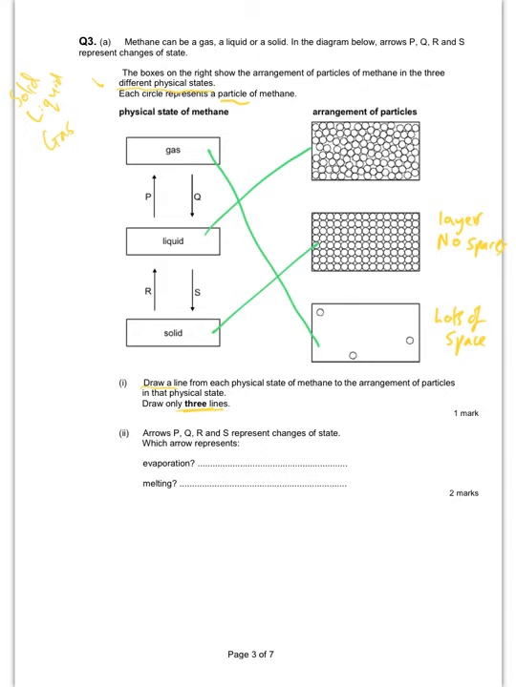Arrows P, Q, R, and S represent those changes of state that I was mentioning earlier. Which arrow represents evaporation? Now, evaporation is, think about a puddle. That's where you have a liquid and then it turns into a gas. And so we now need to go up to here and we find out that one is arrow P. 1 mark for that. Which one represents melting? Think about an ice cube. A lump of ice is a solid and it melts and turns into a liquid. So we're looking for changing a solid into a liquid, and that is R.